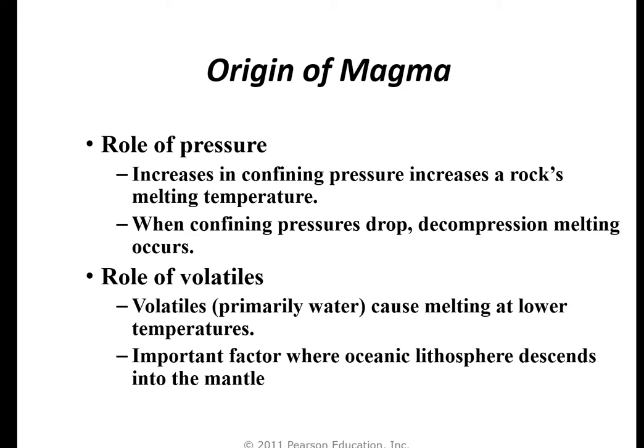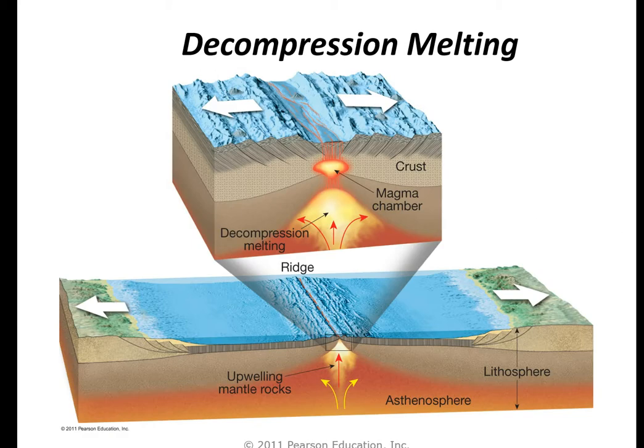Pressure also plays a role. An increase in confining pressure increases the rock melting temperature. When confining pressures drop, decompression melting occurs. Volatiles play a part, and volatiles are primarily water, causing melting at lower temperatures. An important factor is where oceanic lithosphere descends into the mantle. So here we see that lithosphere descending into the mantle, and you can see the decompression melting going on with the magma going up through cracks in the surface to have decompression melting in the crust.